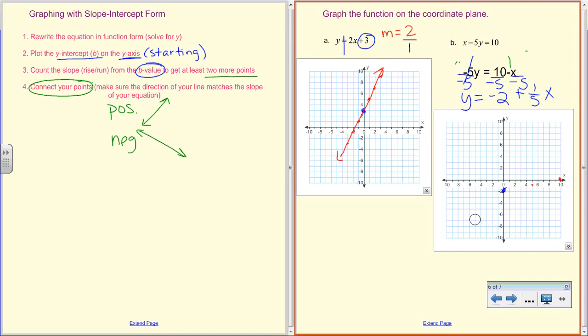Like, board isn't that good. And I'm going to go down 1 and back 5. And then we can draw in our line.